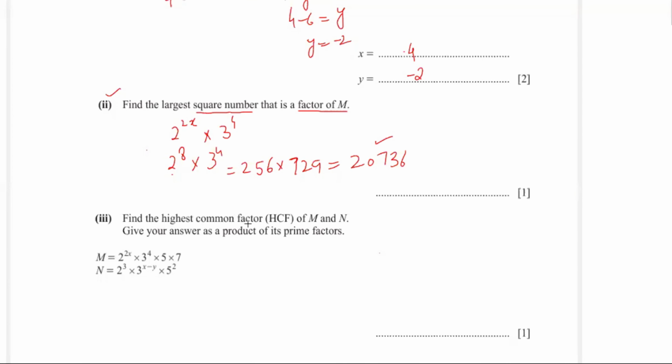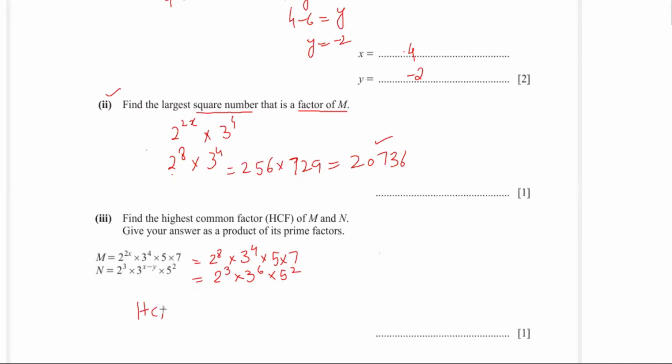Part third, find the HCF of m and n. You see here the m is 2 power 2x. We write x as 4. So m is 2 power 8 into 3 power 4 into 5 into 7. And this is n, that's equal to 2 power 3 into 3 power 6 into 5 squared.